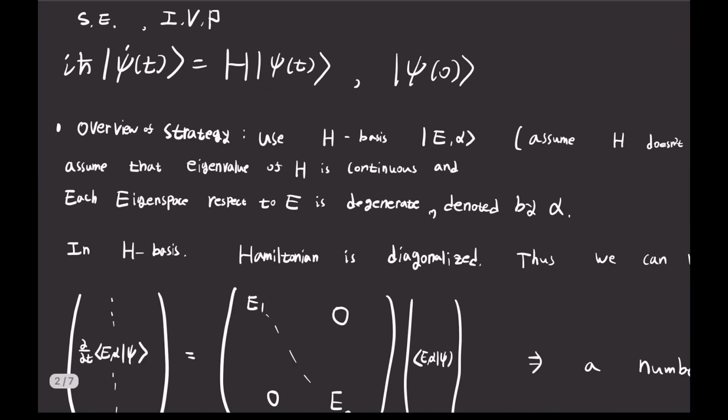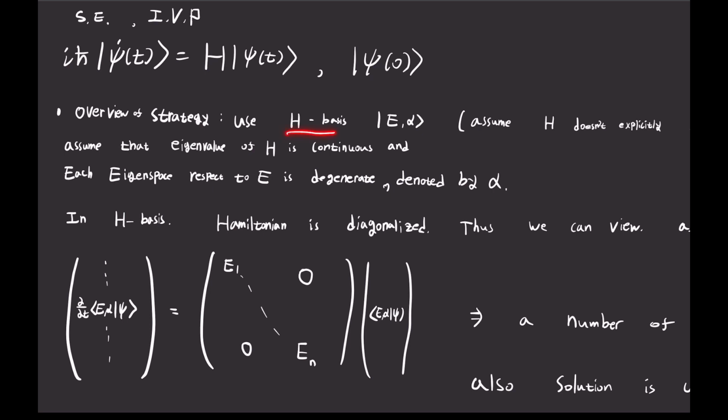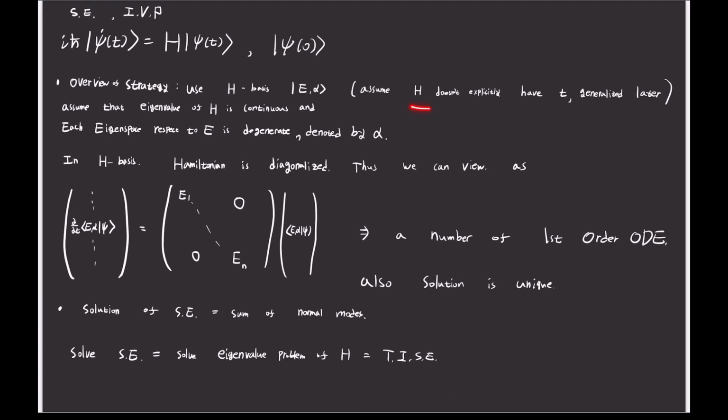Let's see an overview of the strategy. We'll use the Hamiltonian basis denoted by E alpha ket, and assume that the Hamiltonian doesn't explicitly depend on time, and we'll generalize to the time-dependent case later. And let's see our assumption. We assume that the eigenvalue of the Hamiltonian is continuous, denoted by E, obviously this is energy, and each eigenspace with respect to energy is degenerate, denoted by alpha. So this is the meaning of this ket vector.